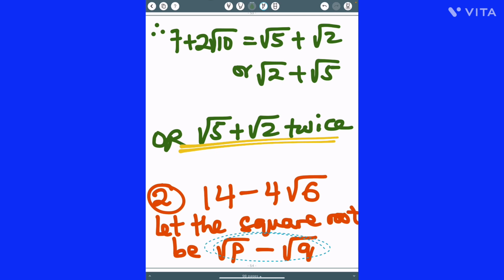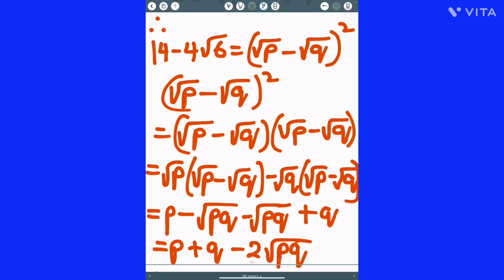As usual, let the square root of 14 minus 4 root 6 be root p minus root q. That means 14 minus 4 root 6 is root p minus root q all squared. So if you square this, you should get 14 minus 4 root 6. So let's do the squaring. Root p times the whole bracket, then minus root q times the whole second bracket. This will give us p plus q minus 2 root pq.